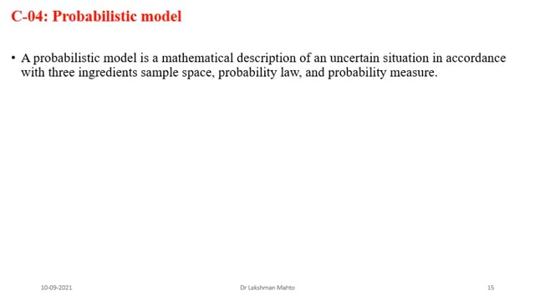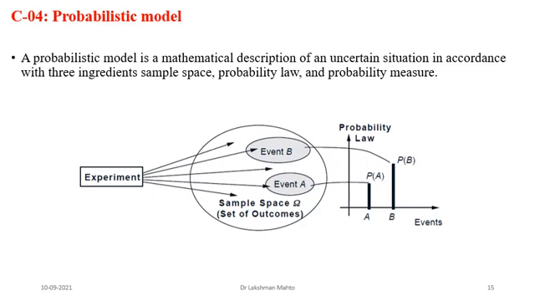So at last, if you bring all those things together, what is the meaning of that? We are doing probabilistic modeling. We can say that a probabilistic model is a mathematical description of an uncertain situation in accordance with three ingredients. First one is the sample space, second one is the probability law, third one is the probability measure. If you take all these three together, then you are doing a probabilistic model.